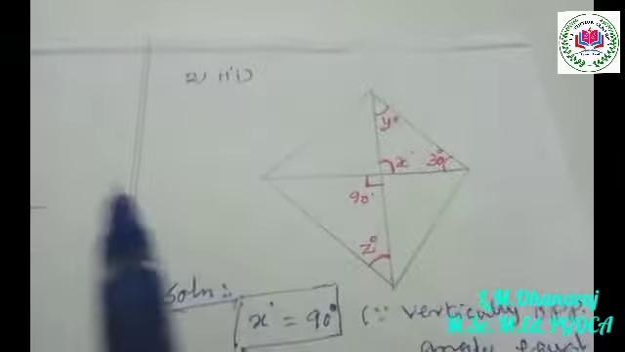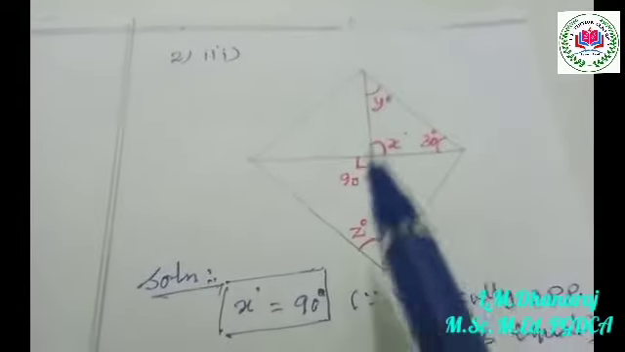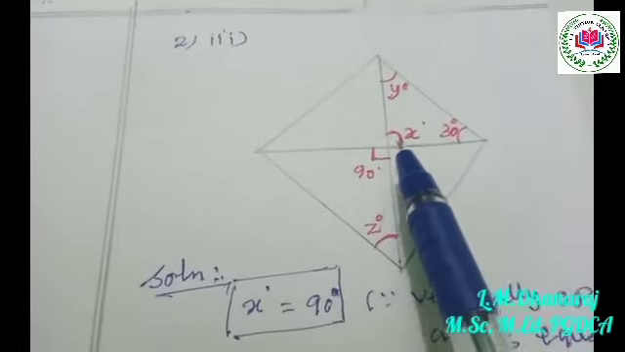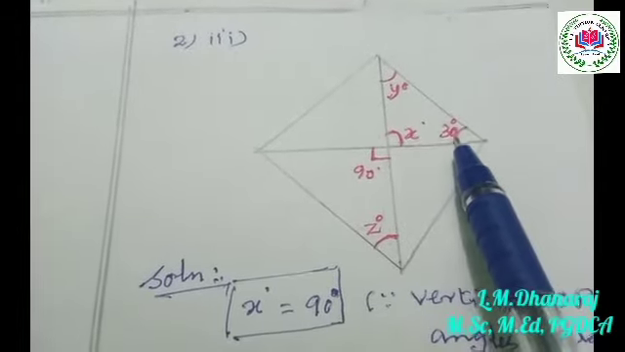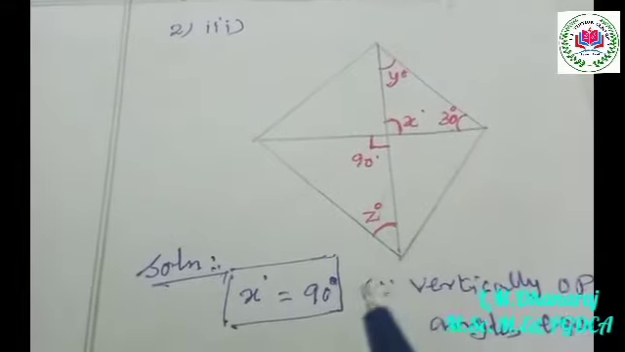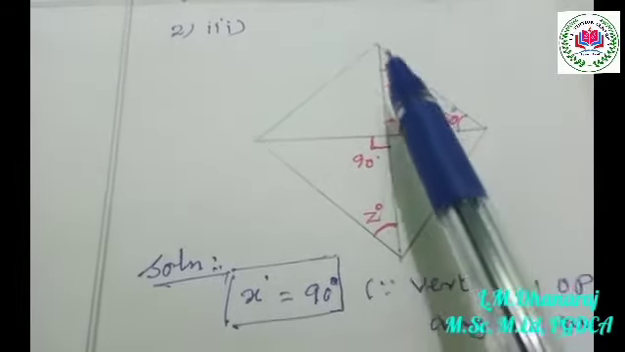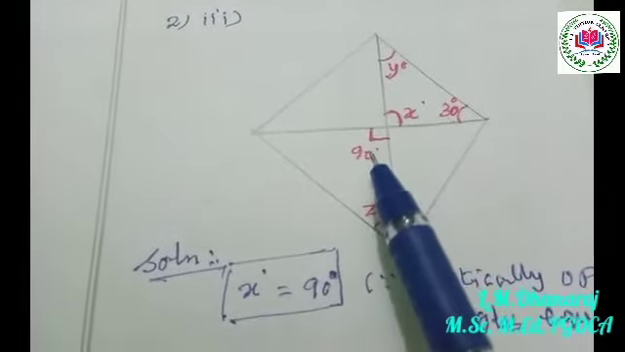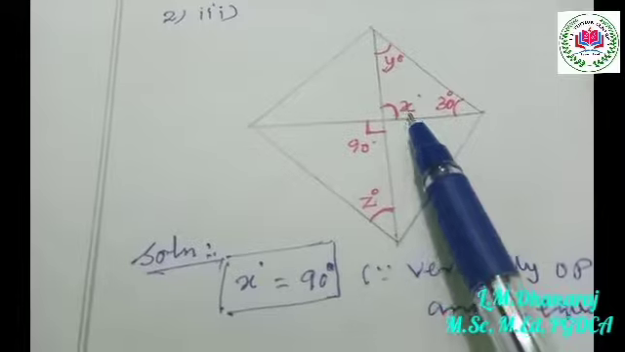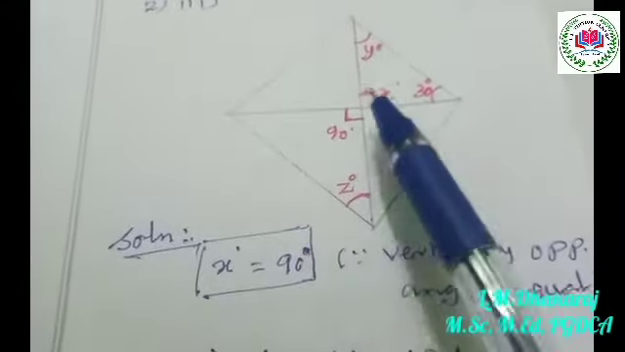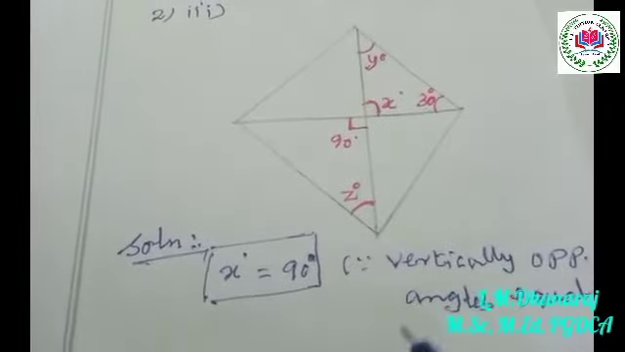Now let us consider the second Roman letter, third subdivision. This is the given diagram, and here it is given 90 degree and angle x we have to find out, and here it is given as 30 degree and y degree we have to find out and z degree also we have to find out. Now since it is a rhombus, and this is 90 degree, angle x also will be 90 degree because vertically opposite angles are equal.